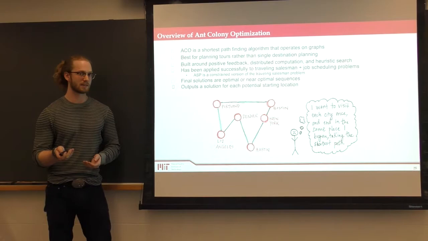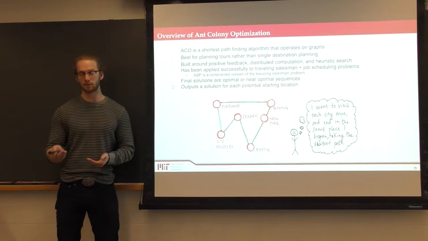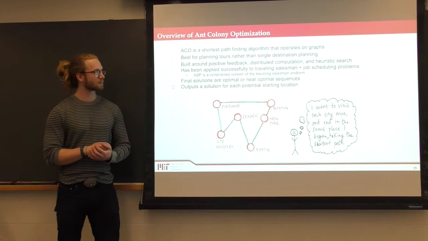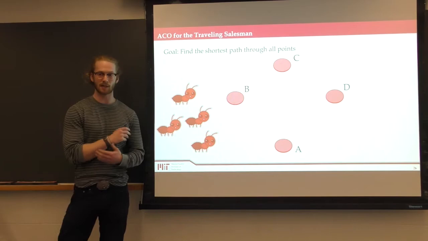Assembly sequence planning is actually a constrained version of the traveling salesman problem, which we'll get into in a second. But the final solution's outputs are optimal and near-optimal sequences, and it'll output a sequence for each potential starting location in the graph. So we'll go through a quick example of ACO in the traveling salesman context before we go into the more complex implementation in terms of assembly sequence planning.